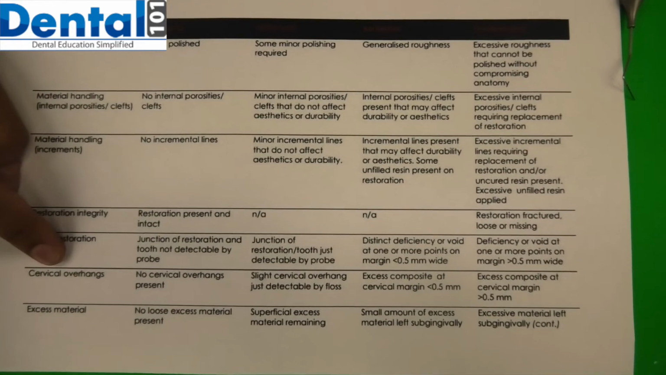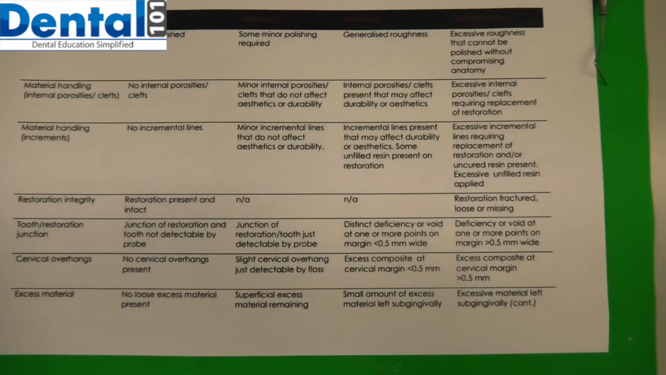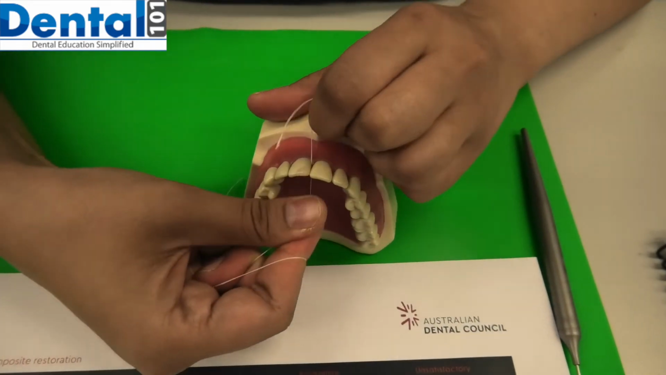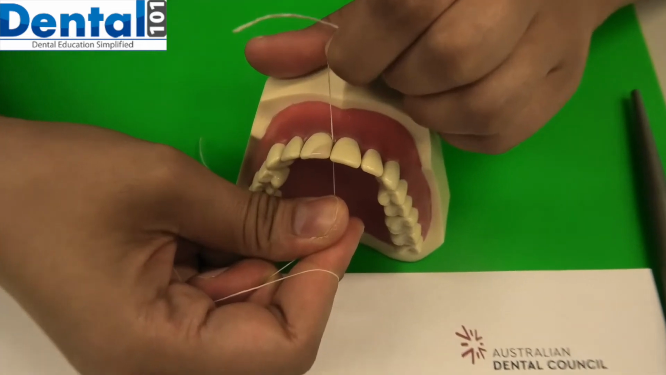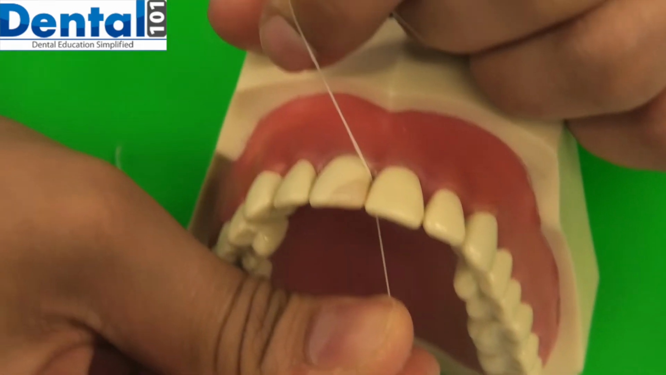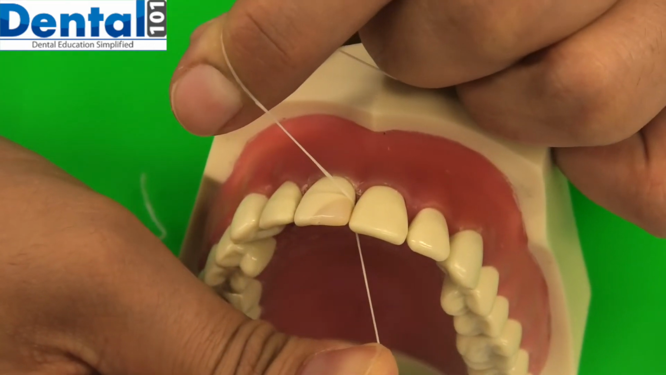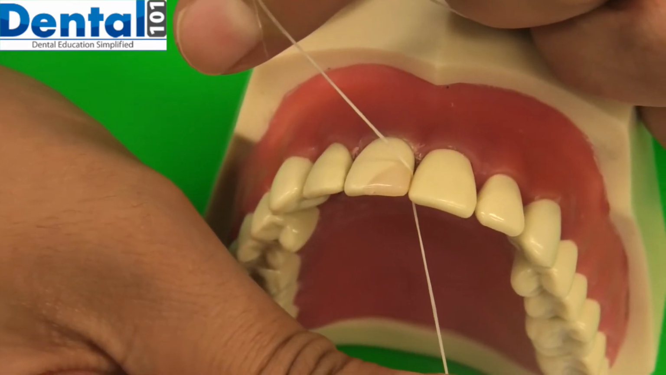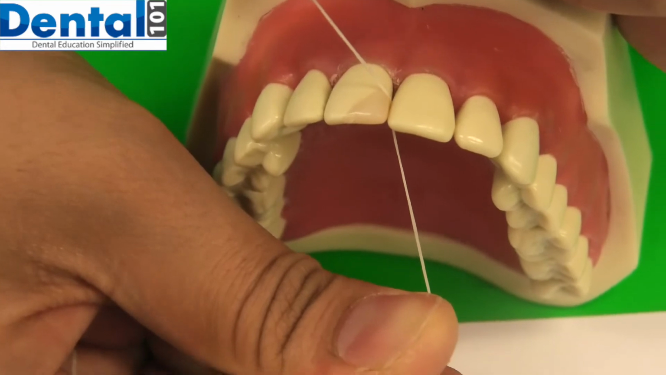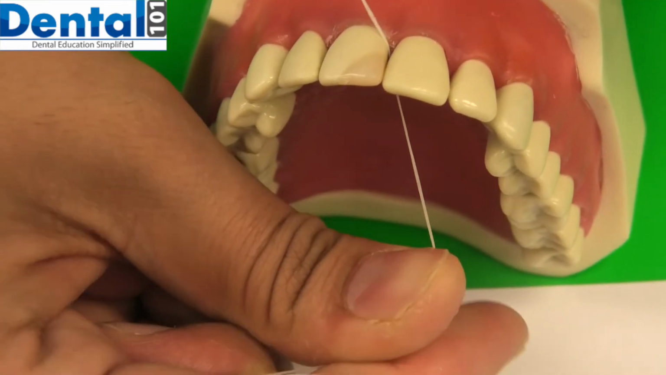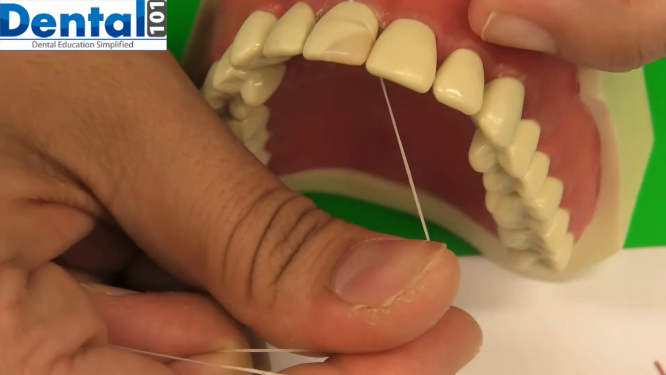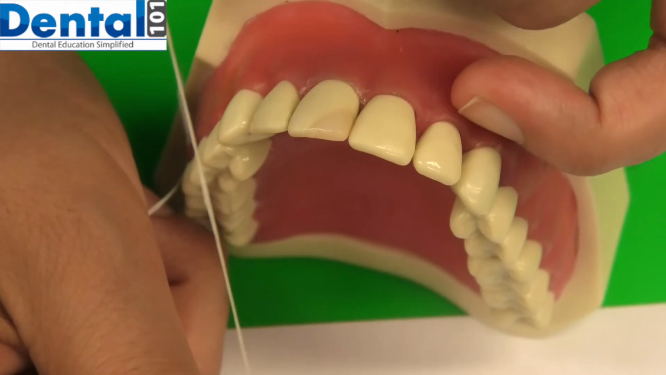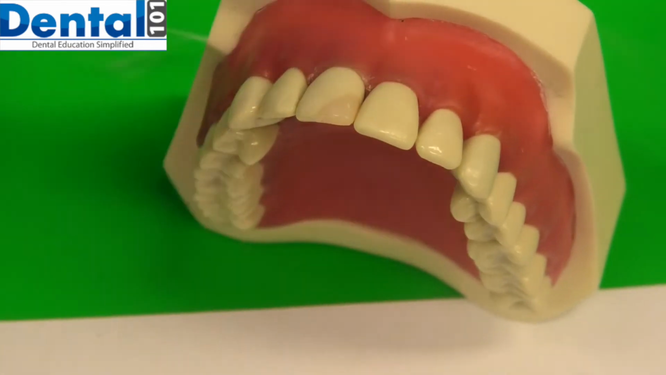To check cervical overhangs, we will use floss, and we will check with the floss. We will move our floss along the tooth structure, and if we feel any catch with the floss, then it means cervical overhangs are present. And if it moves smoothly along the tooth structure toward the restoration, then it means there is no overhang, and it will come under very good.